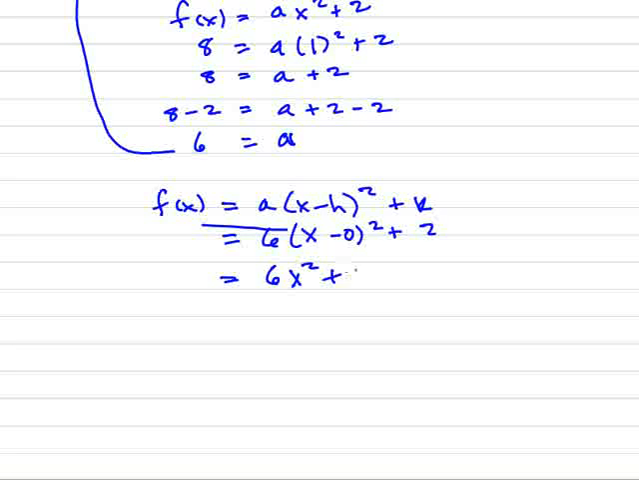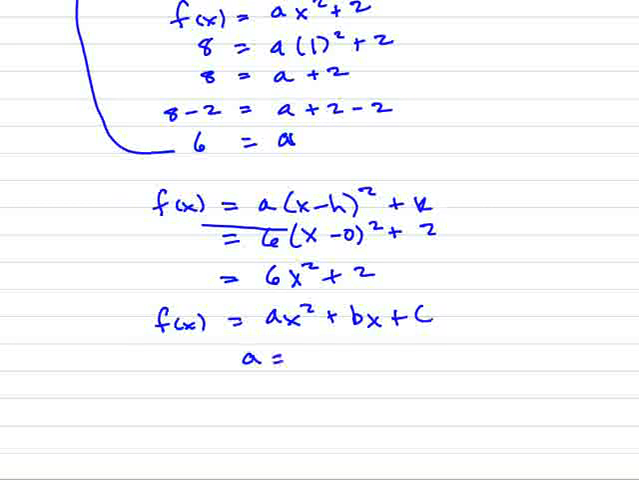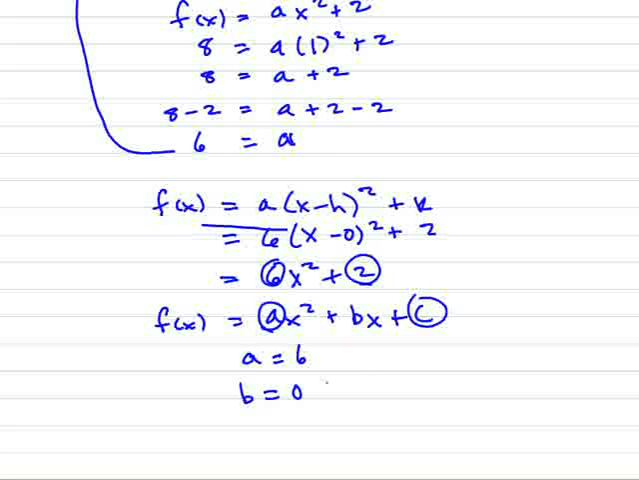So when you compare that with this other form of the quadratic, ax squared plus bx plus c, a is equal to 6, which is right here. And then b is 0 because there is no x term in this 6x squared plus 2, so b is 0. And then c is 2. And then you're done.